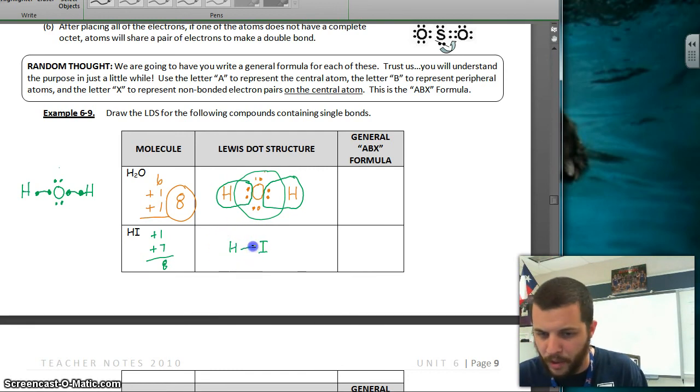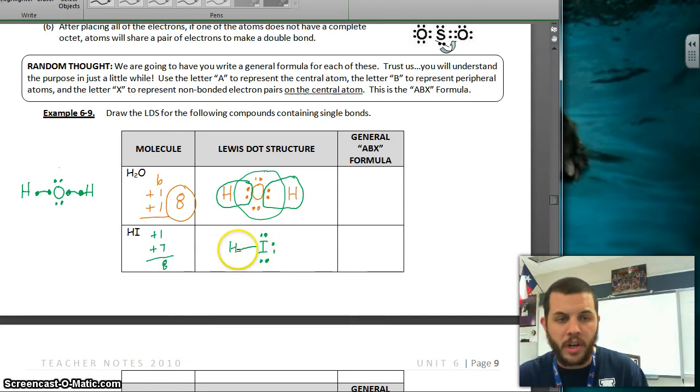So I'm going to draw a bond, which stands for 2 electrons. And then I've got 2 for iodine. 1, 2, 3, 4, 5, 6, 7, 8, okay? Iodine is now happy. He has 8. He's got all the electrons that he needs. Hydrogen also is happy because he has 2 electrons. And based on the exception to the rule, I know that hydrogen's happy as well. I've used up all my electrons, so I'm good.